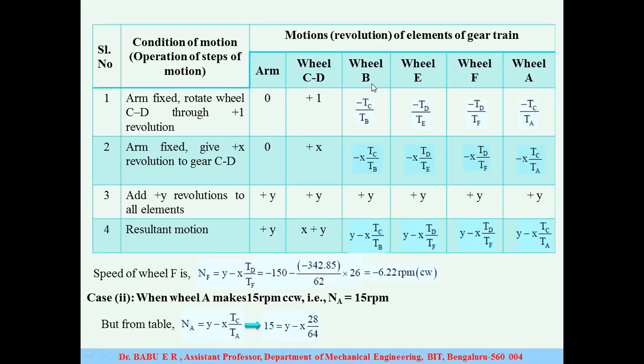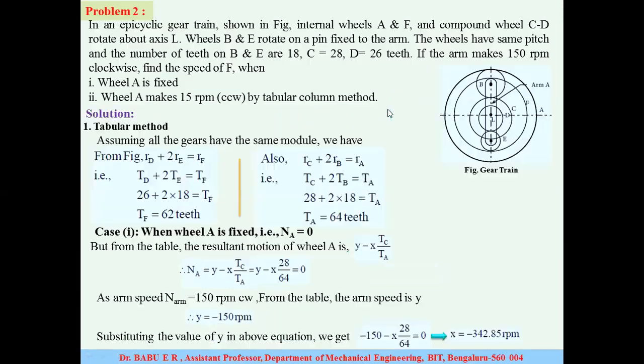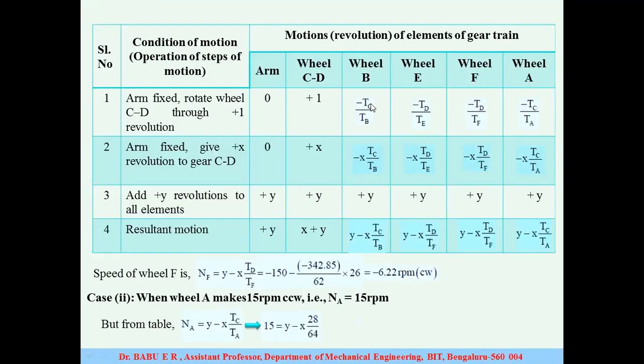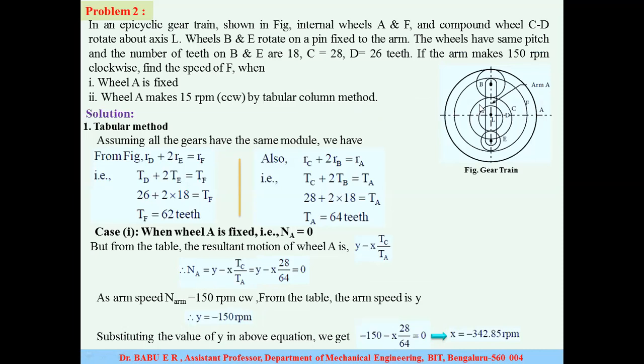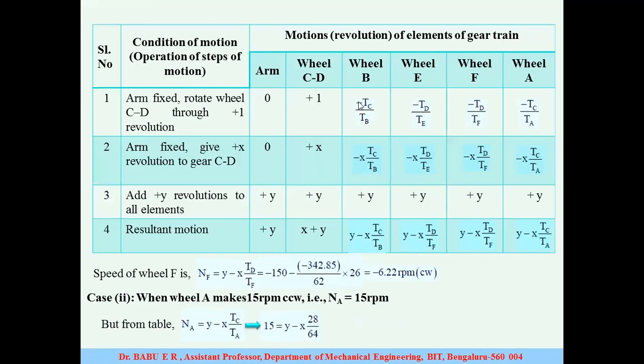Now you have to find out the wheel B. Now you go to the diagram. So this is the compound gear CD. I am rotating. Now you have to find out the number of revolutions of the gear B. So the gear B is driven by which gear? It is driven by the gear C. So the number of revolutions of this will be TC by TB. And you see that if you rotate this in clockwise direction, this will rotate in counterclockwise direction. So it is opposite in direction. So it is represented by minus TC by TB.